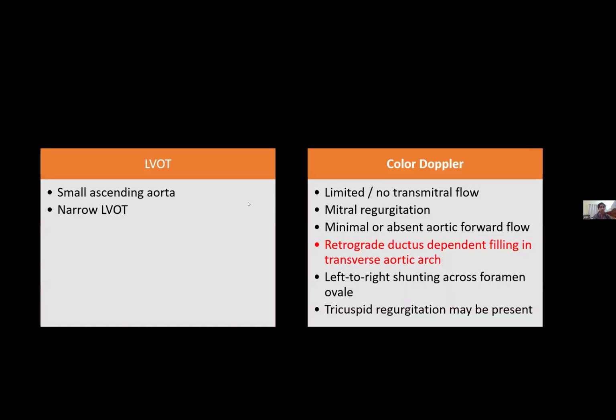On LVOT imaging, the HLHS is characterized by hypoplastic ascending aorta, narrowed outflow tract, and color Doppler shows absent or markedly reduced transmitral inflow, which is the most important feature, mitral regurgitation, minimal antegrade aortic flow, and retrograde ductal filling of the transverse arch. Left to right shunting across the foramen ovale.